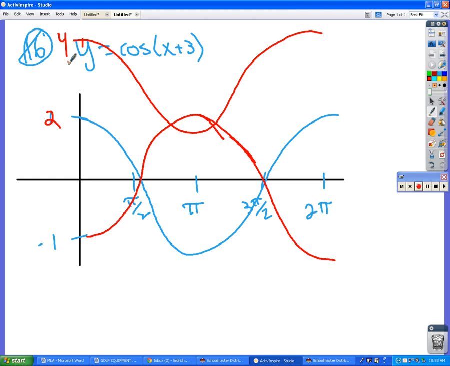Okay. I don't really understand where the 3 is. Because I thought it was supposed to be like 15. For 16 or 17? Oh, okay. Since the 3 is inside the parentheses, it moves it to the left 3. So I took this point, the low point right there, and moved it to the left 3. I took this place where it crossed the x-axis and moved it to the left 3. And then I took this high point and moved it to the left 3. So I just took all those things and moved them to the left 3. And I kind of used pi as well, that's nice for that.